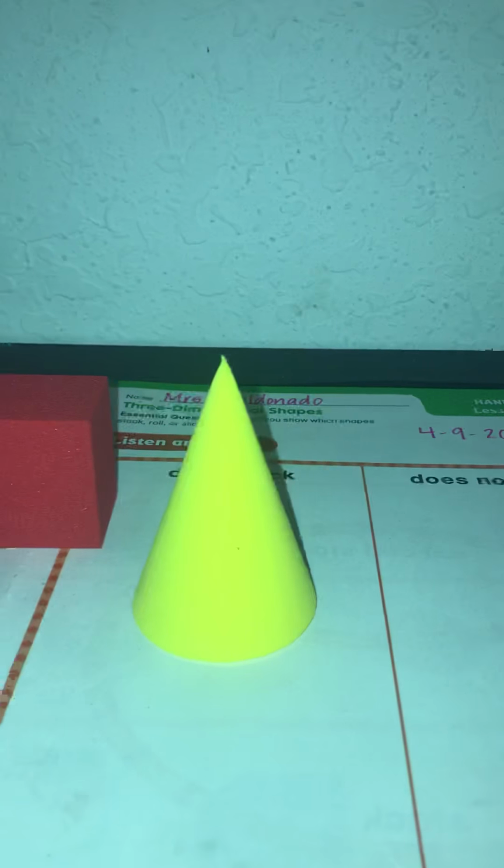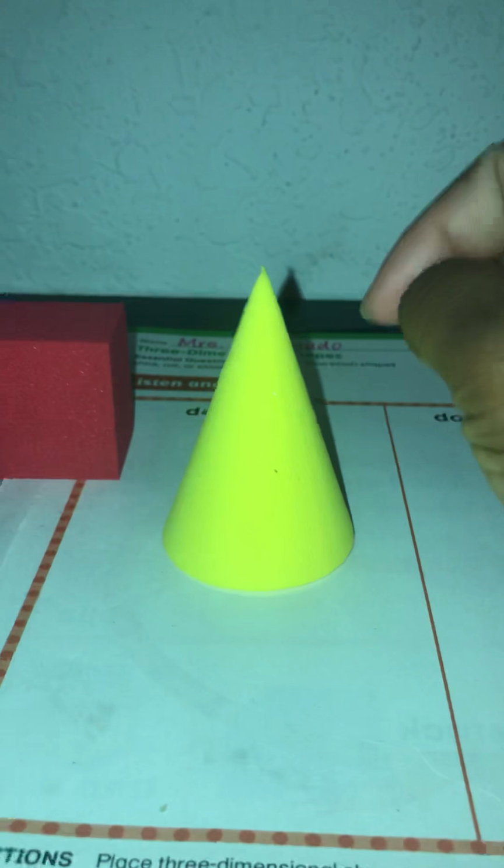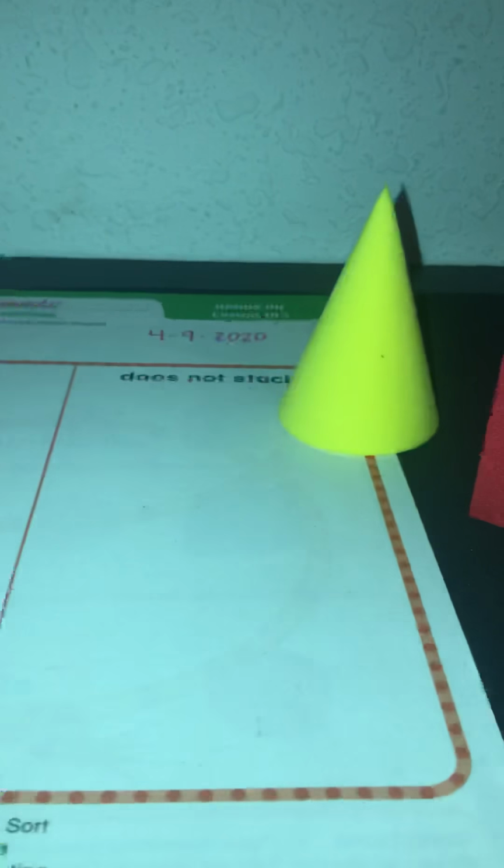All right, now let's try the cone. Now I don't have another cone, but if you look, does it have a flat surface on top of that cone? No, it's very pointy. So if you had another cone, you would not be able to stack on top of that. So we're going to move that to the does not stack pile.